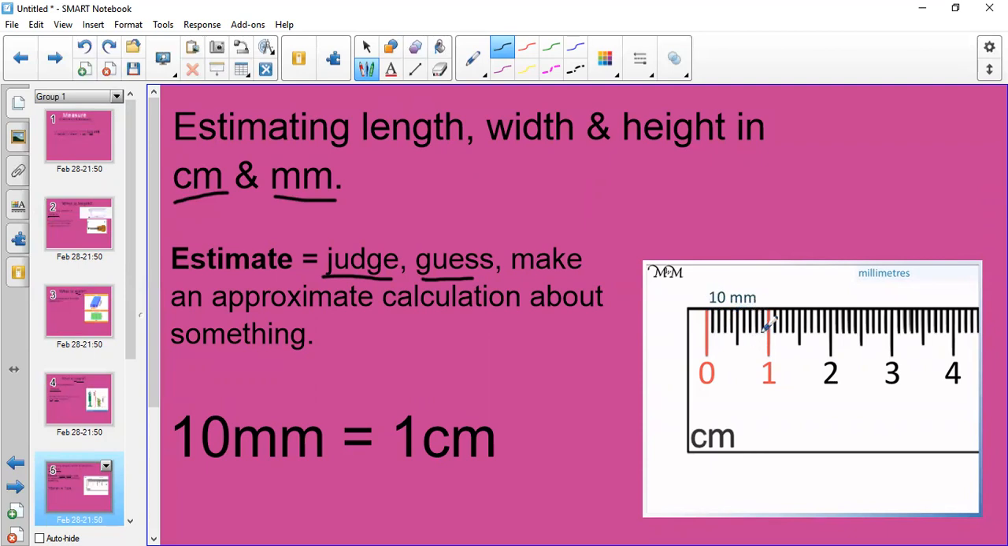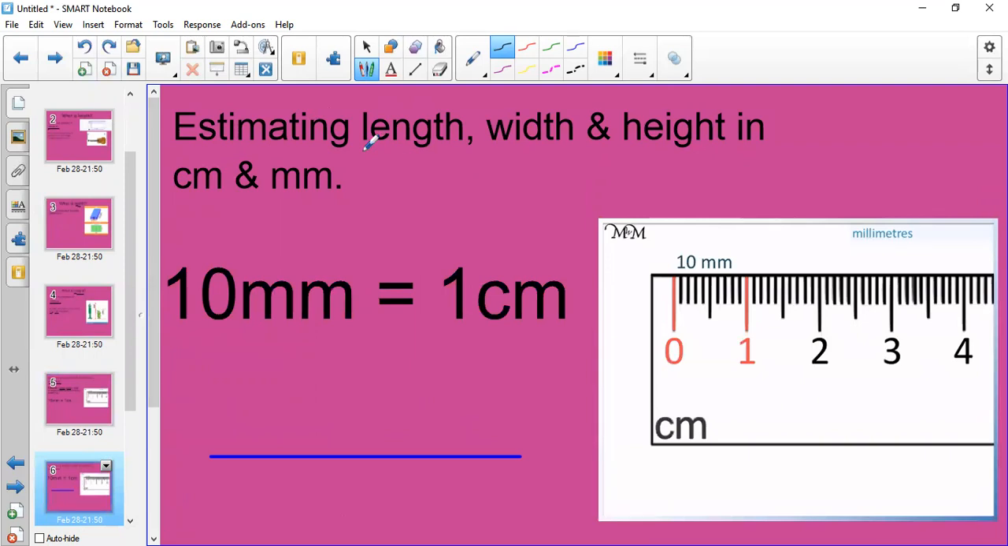So that's 10 millimeters. I'm going to show you how to convert between millimeters and centimeters just to help you when it comes to a couple of questions. Most rulers will have measurements of centimeters on one side and millimeters on the other, but not all of them do, so I'll explain that in just a bit.